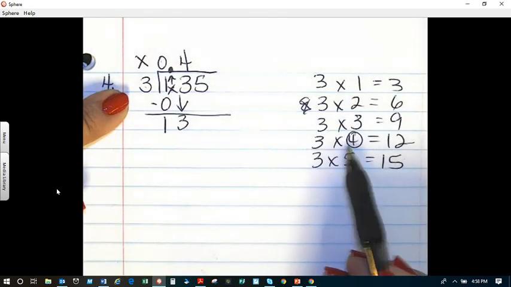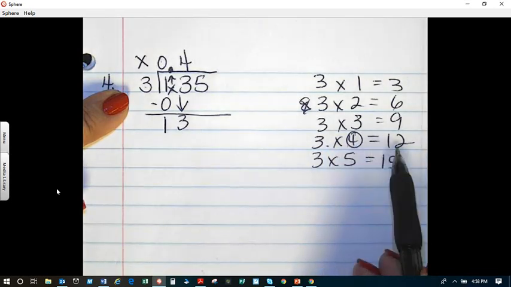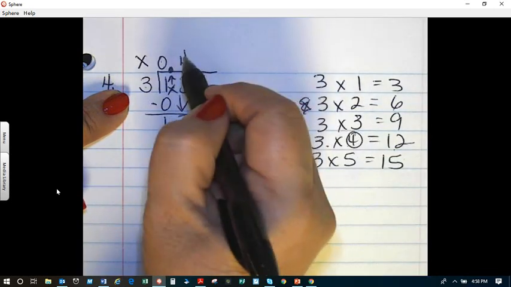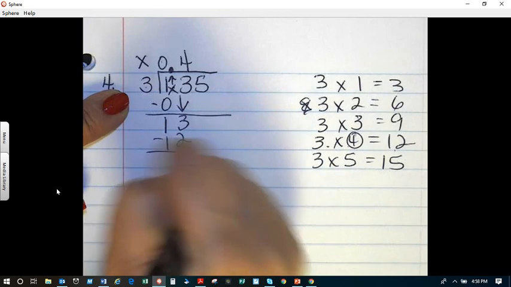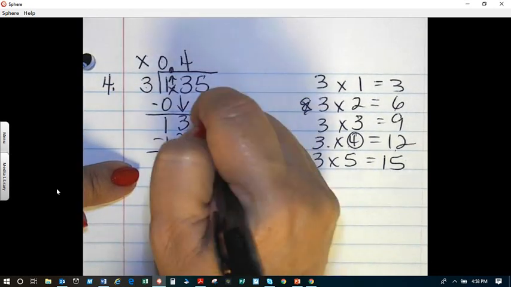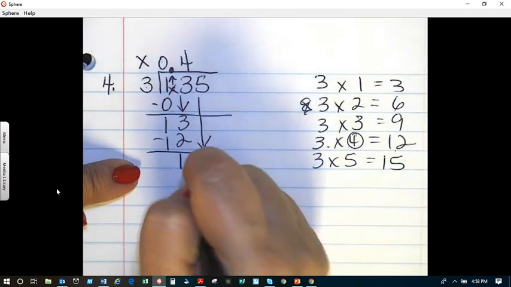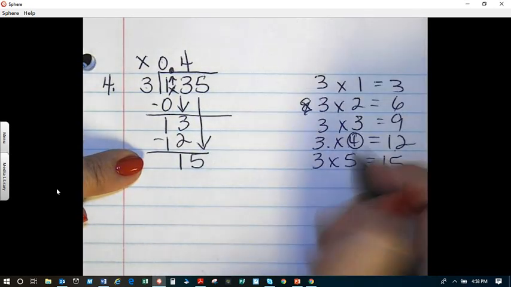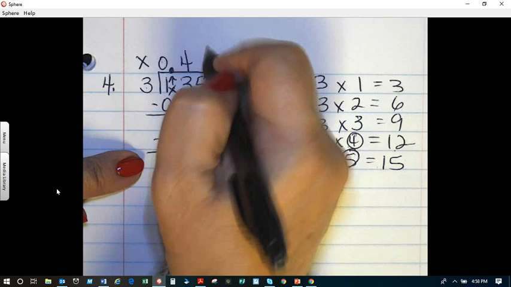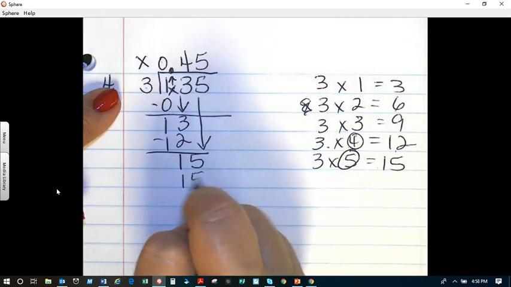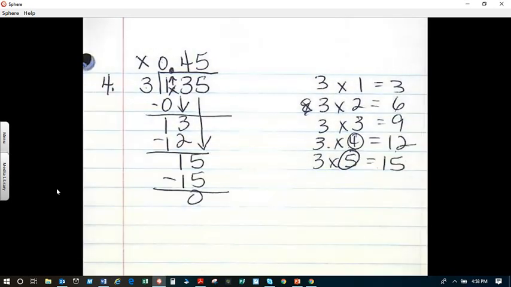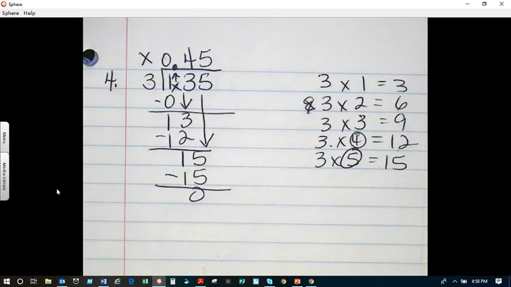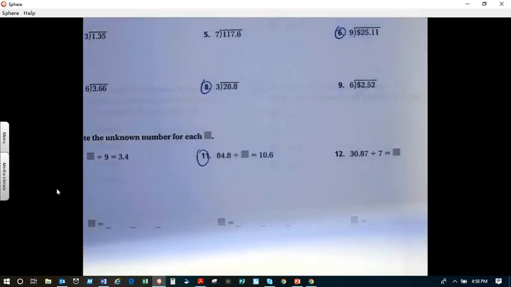So I know that 3 times 4 equals 12. So I have 12 here. Subtracting it out, it gives me 1. Bring down my 5. 3 can go into 15 how many times? 5 times. So 5 times 3 equals 15. Subtract that out, and it's 0. So my answer is 4,500. So I'm going to write that right over here.